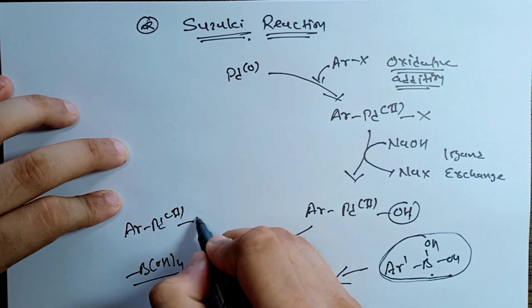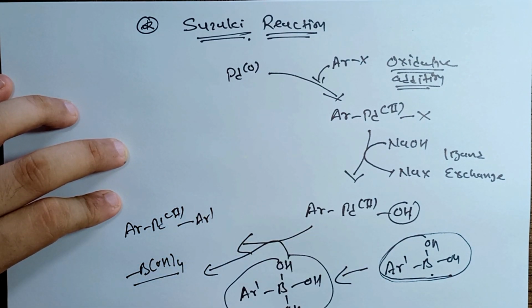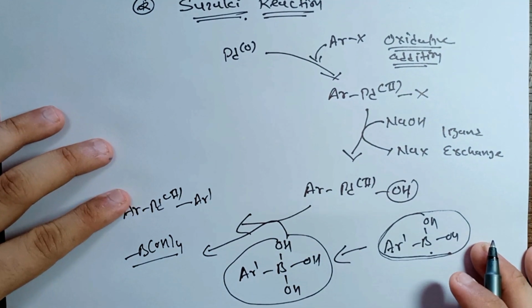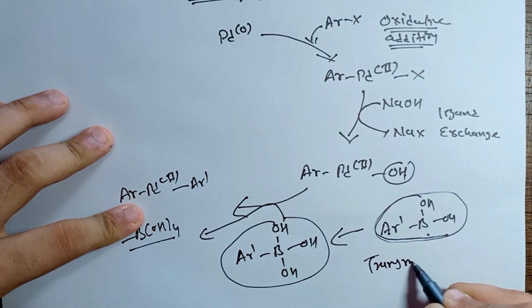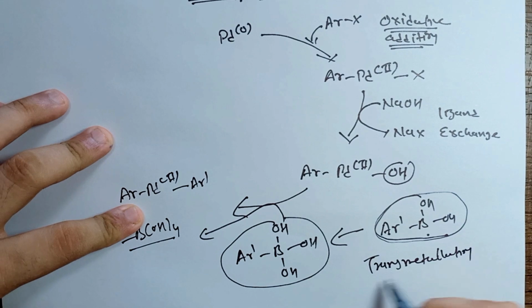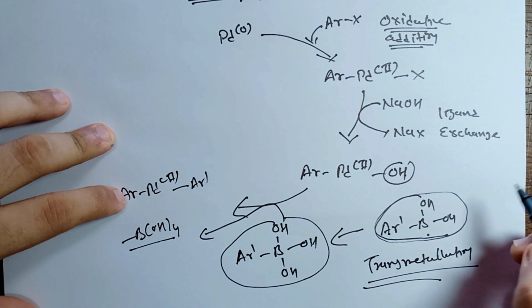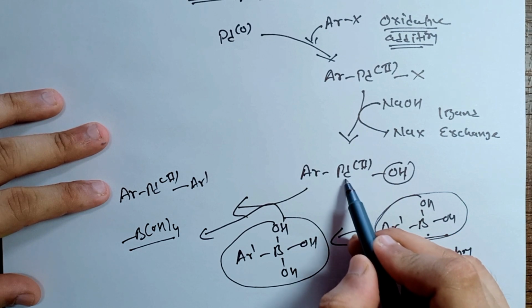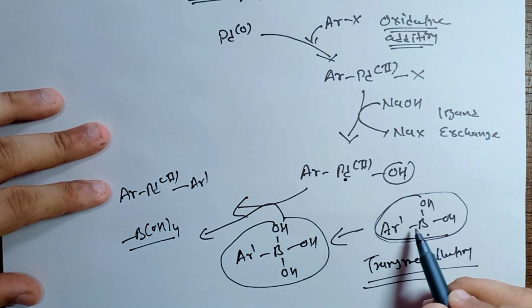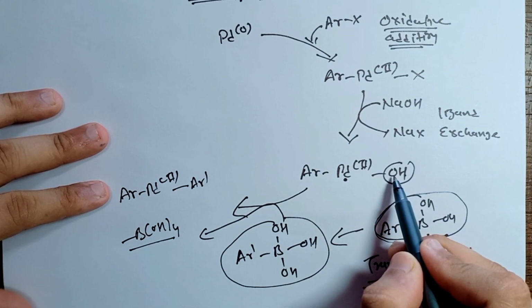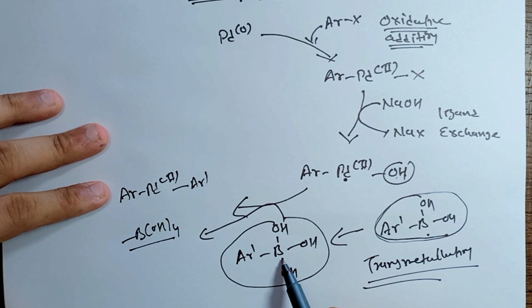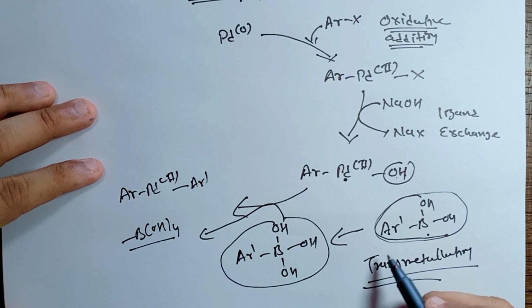Now here we are having Ar'. You have to remember what type of mechanism is taking place over here. This type of mechanism is known as transmetallation. What do you mean by transmetallation? You have to remember that this OH group is attached to the palladium. Now when the reaction takes place with the help of the phenyl boronic acid, this OH group is attached to the boron group. That is known as transmetallation.